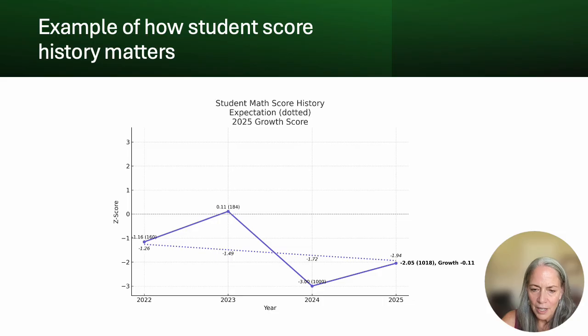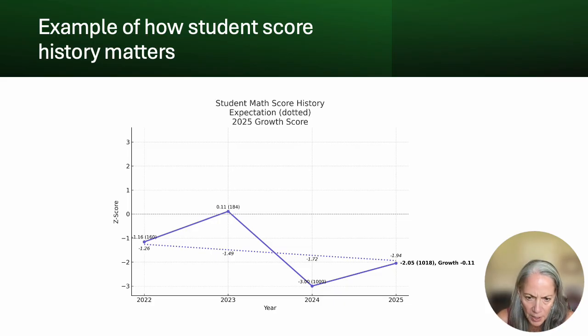Here we have a student that had really up and down history. There are not a lot of kids like this, but there are kids like this. This student started out well below on a Z-score, a negative 1.16. And this looks again like a fourth grader, 160. They bumped up to 184, which is close to the average, and then they dropped again.